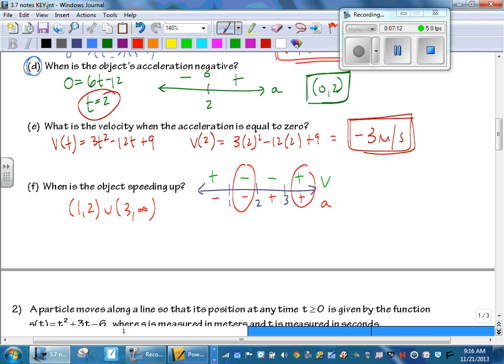If we were asked when is it slowing down, we would look at 0 to 1 and 2 to 3 because the signs are opposite. They're working against each other.